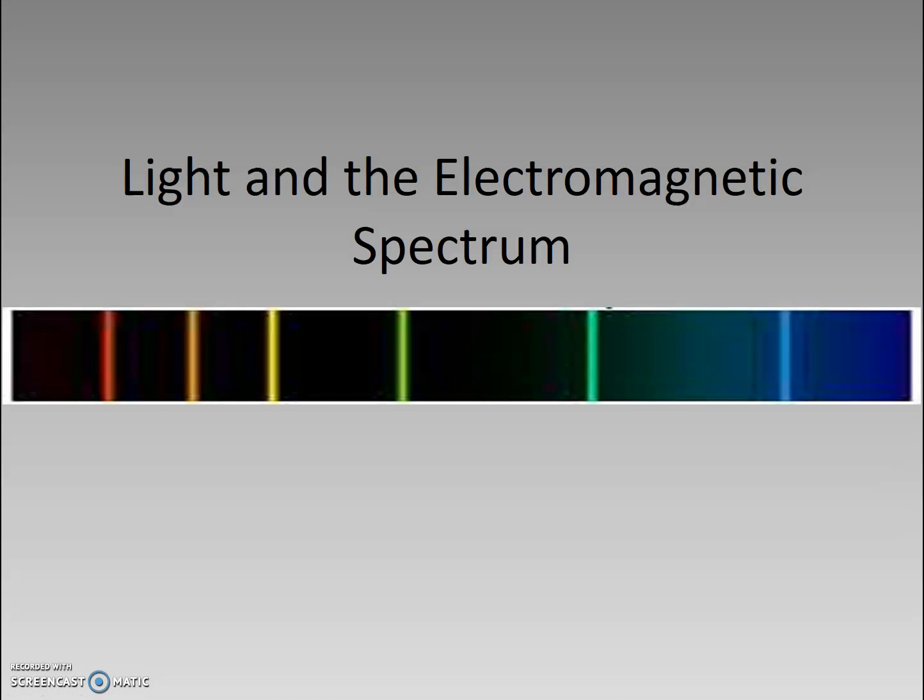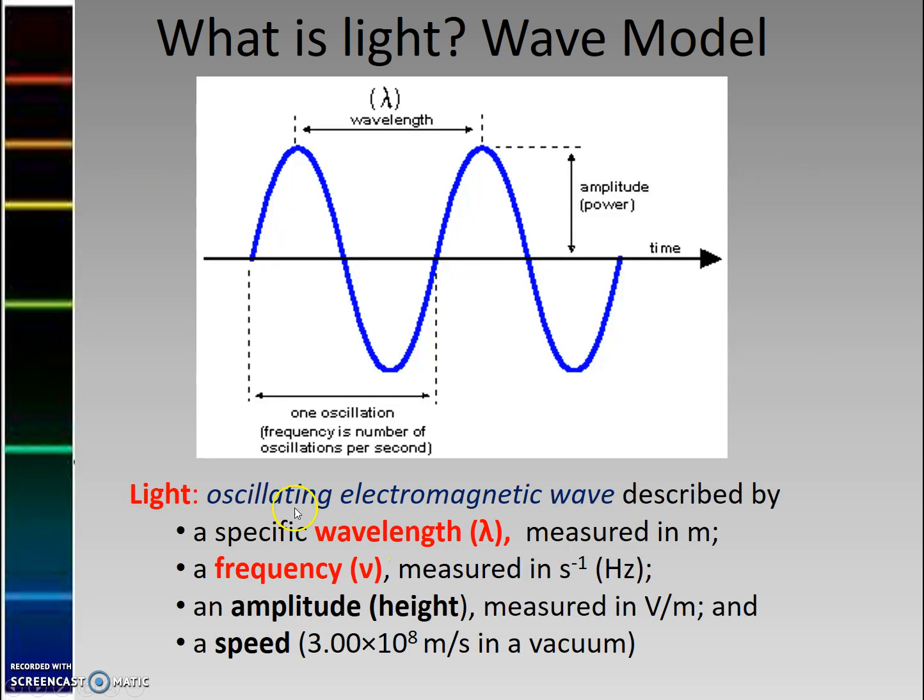Welcome to this video where we'll cover light in the electromagnetic spectrum. The model we're working on today is light as an oscillating electromagnetic wave, so a wave. And what's important about waves? Well, the distance between two crests or two troughs is called the wavelength, and we can measure that in meters. We can also measure that in other units like nanometers, for example.